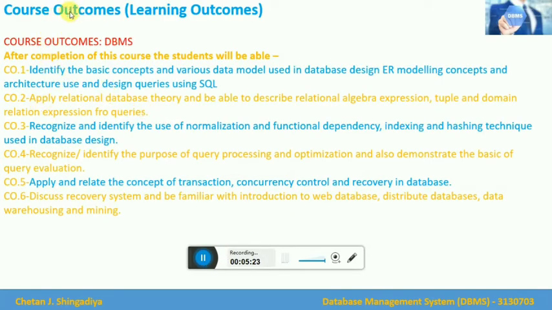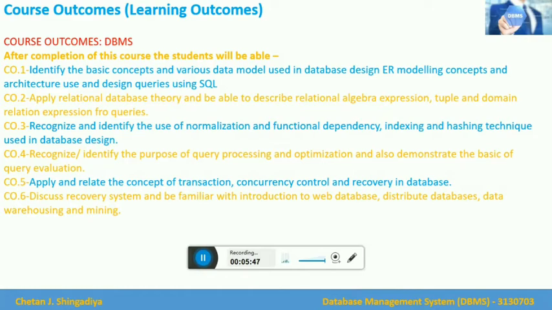Friends, we would also like to see what the course outcomes, or learning outcomes, of this subject are. What I am trying to say is that after studying this subject, what students are able to do or understand. So I have written 6 outcomes here. Let us see them one by one.